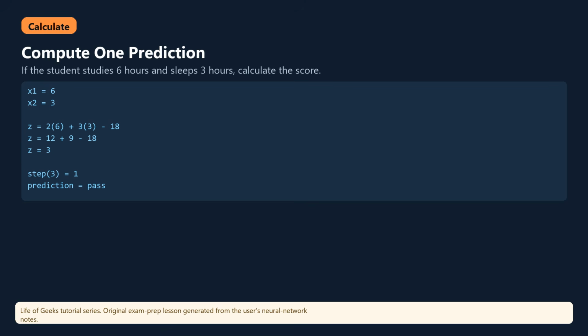Notice how simple the calculation is when you slow down. The hard-looking notation is just multiplication and addition. In a written exam, show the score first, then show the activation result. If the question asks for interpretation, say the model predicts class 1, which we defined as pass. If the score had been negative, the step function would output 0, meaning fail. This little example is enough to understand the mechanics of a discrete perceptron.